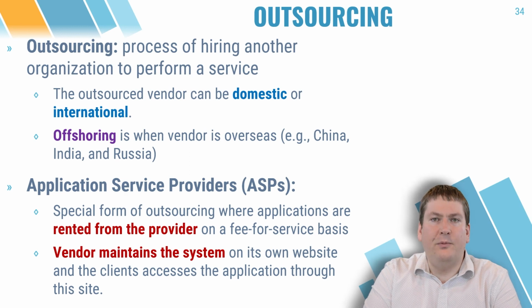Another type of outsourcing that we have not yet discussed, at least not in terms of outsourcing, are application service providers. This is a special form of outsourcing where software applications are rented from a provider on a fee-for-service basis. For example, a company may pay monthly based on the number of users they have, or the amount of resources they're using, such as the size of the data stored on the provider's cloud. Vendors maintain the system on their own website, and clients can access the application through the site. These are essentially cloud applications, and can help reduce costs in the short term, as the service fees are drastically lower than developing your own software. Yet again, an example of this would be Office 365 or Adobe's Creative Cloud.